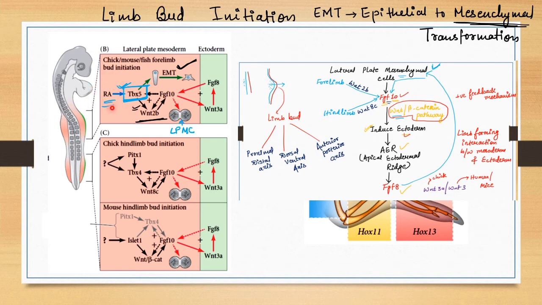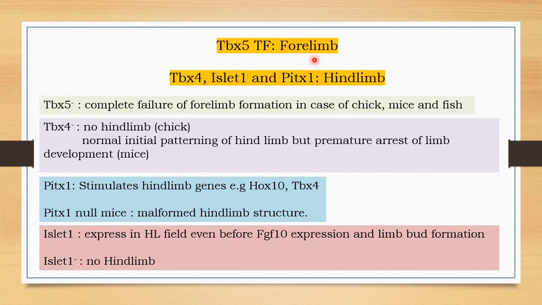So we know that retinoic acid helps in expression of the TBX5 gene, but the molecule involved in expression of TBX4 and PITX1 in chick hind limb is still unknown. Also the molecule involved here in case of mouse is unknown. So here you can say that this WNT2B molecule is being expressed with the help of the TBX5 gene, and this TBX5 gene is being expressed with the help of retinoic acid. Overall, specification of forelimb is dependent on TBX5, and for the specification of hind limb, the TBX4 gene is responsible. Recently, two more genes have been identified, which are ISL1 and PITX1. So let's see their function one by one.